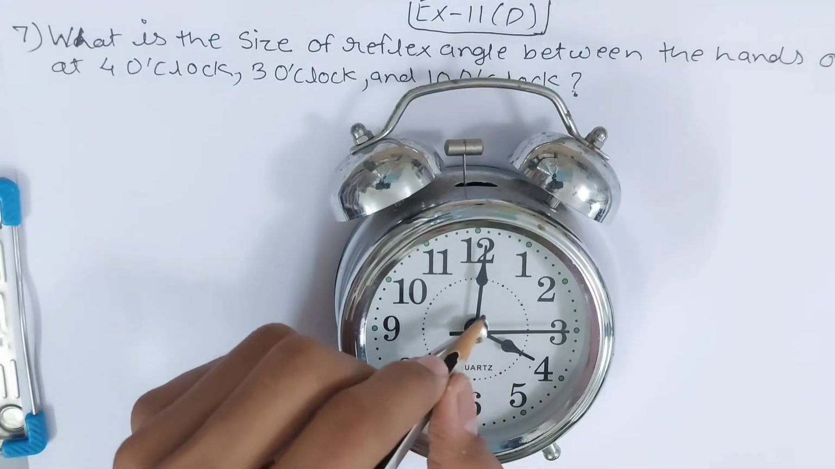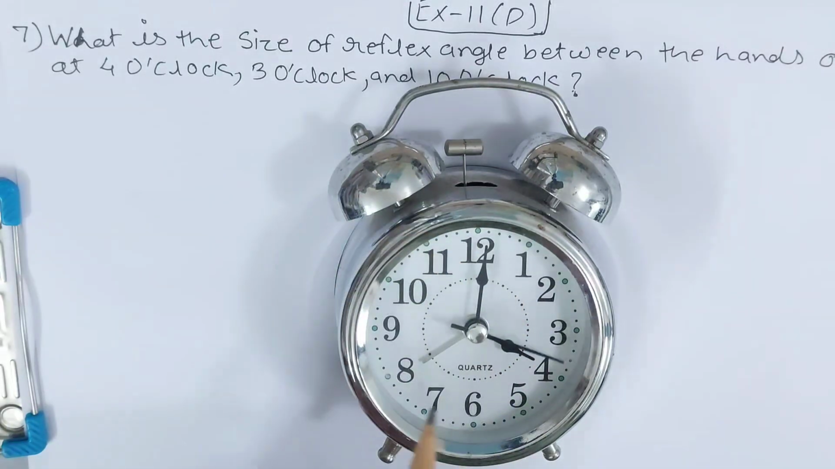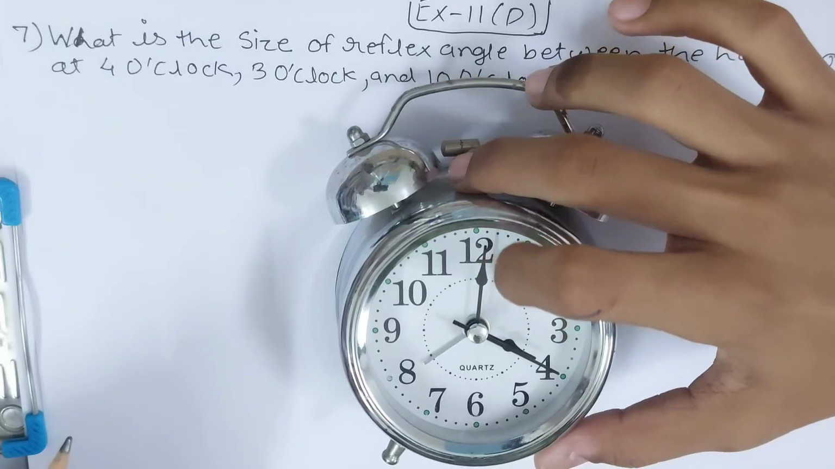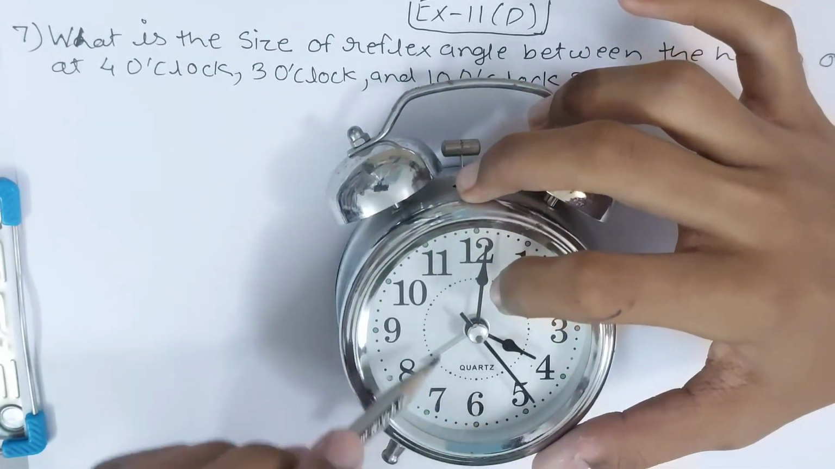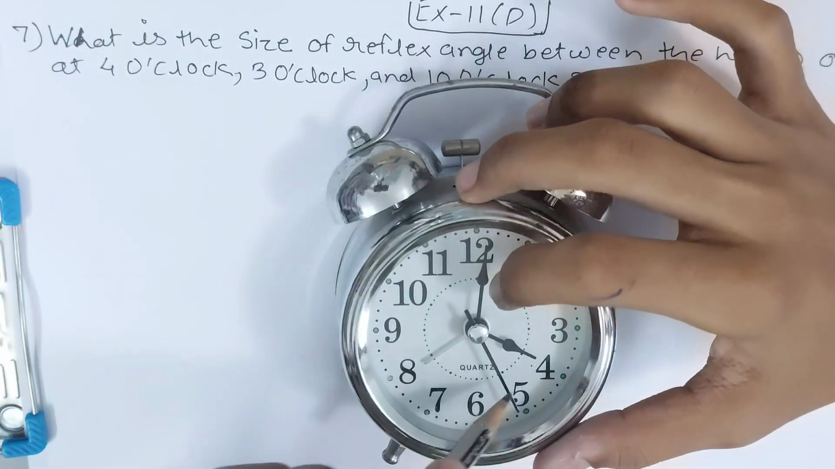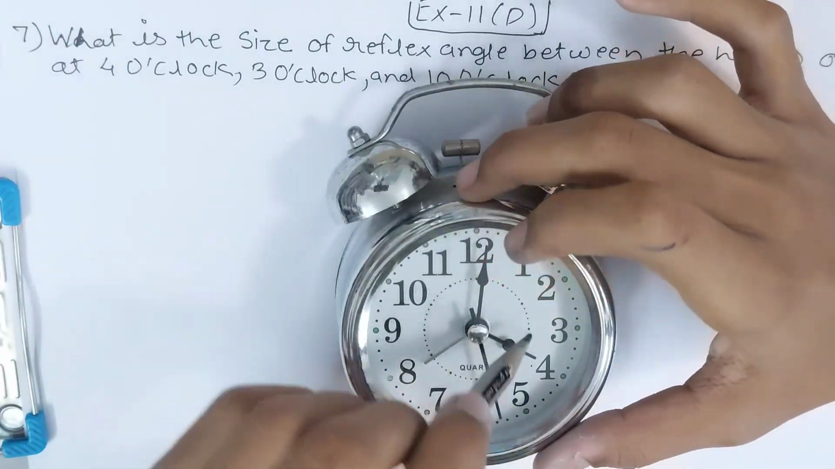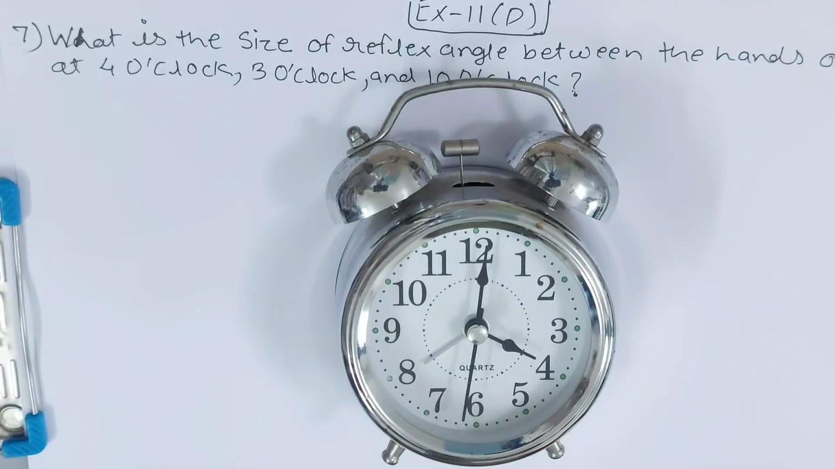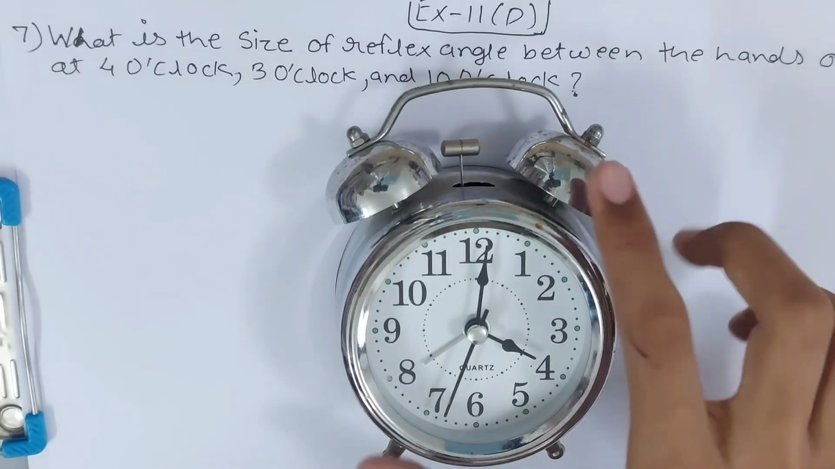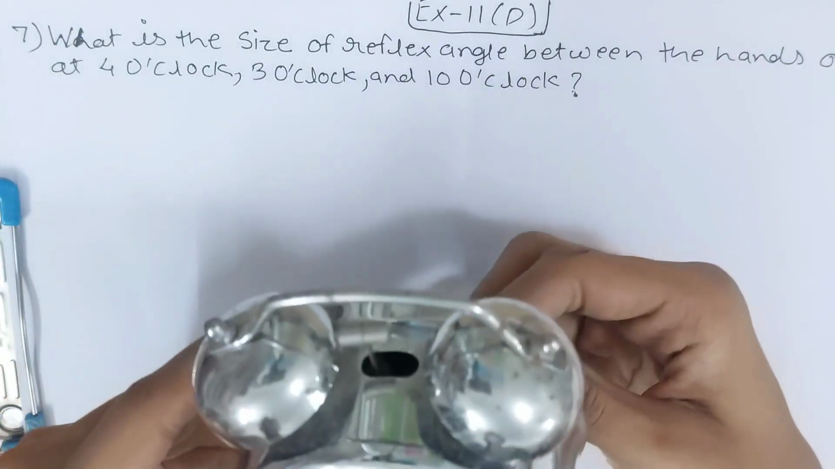Can you see here? One is this one, this part that you see right here, from this minute hand to the hour hand. The second one is from the minute hand to the hour hand, but in the opposite direction, like this. So which one is greater, this or this? Of course this angle is greater because it is a reflex angle. Reflex angles are more than 180 and less than 360 degrees.